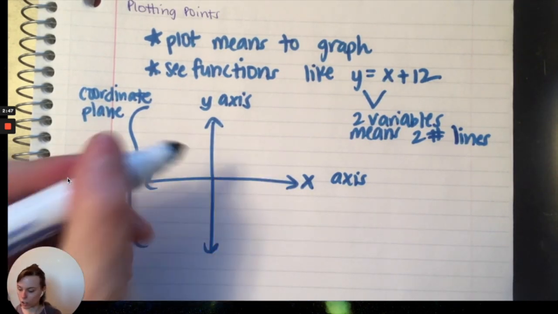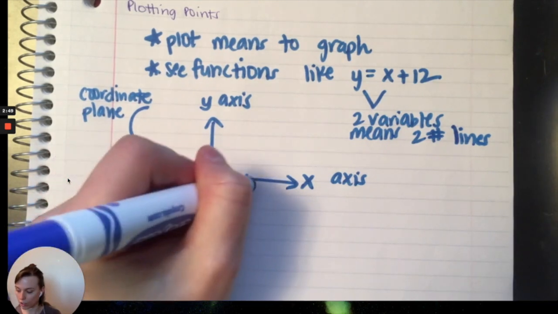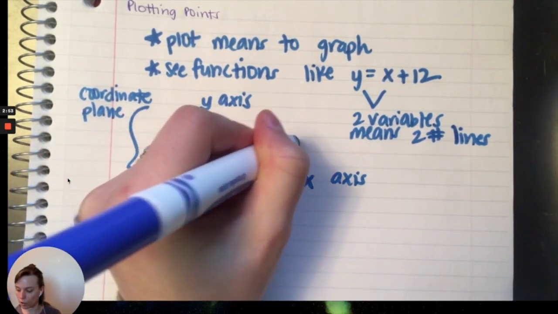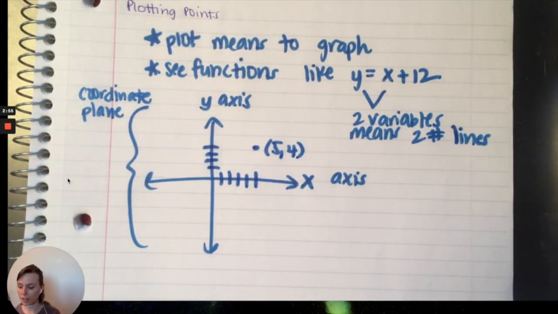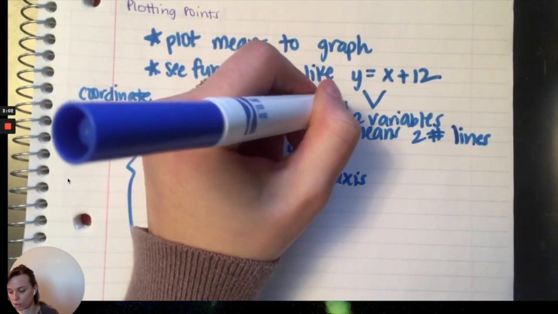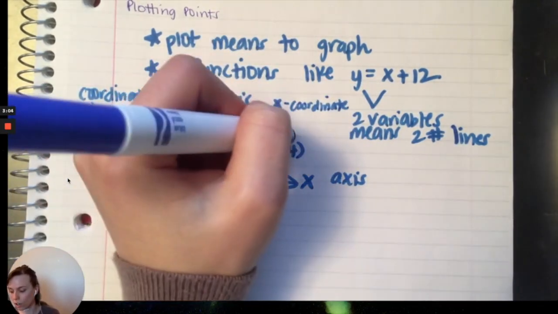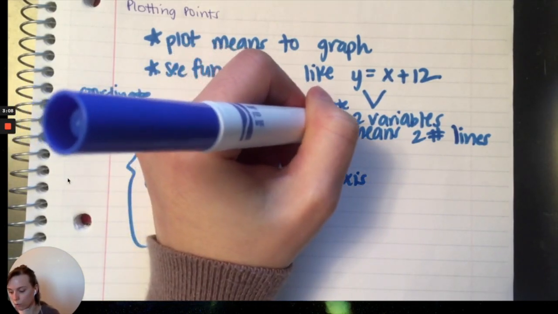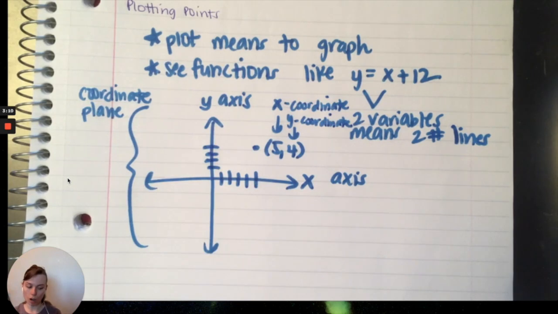So we are going to, for instance, plot this point (5, 4). This 5 tells us the x direction, so this is the x coordinate, and the 4 gives me my y direction, or my vertical movement, and that's called the y coordinate. X always comes first, y comes second, so it goes alphabetical, which is really nice.